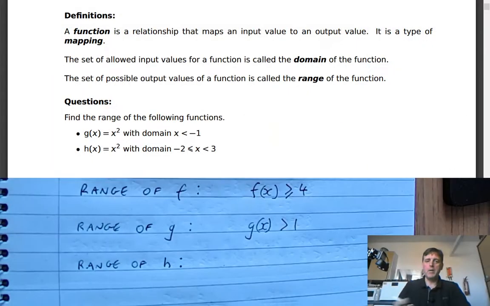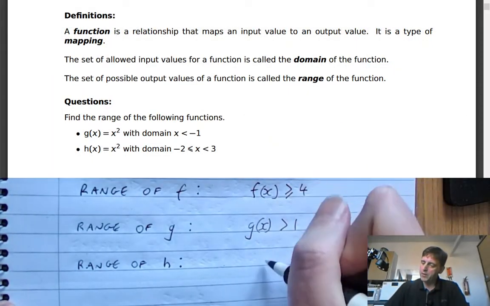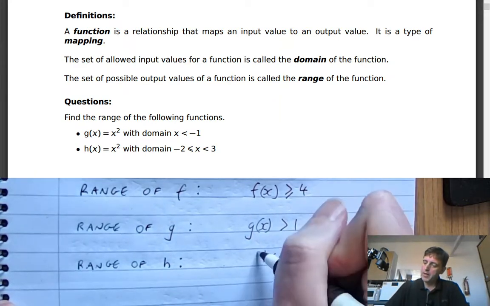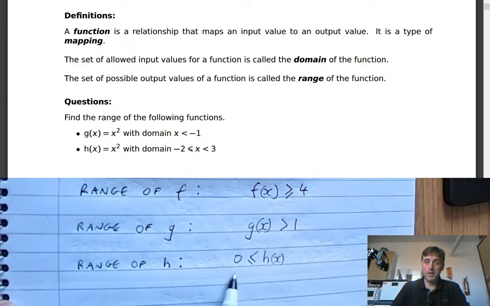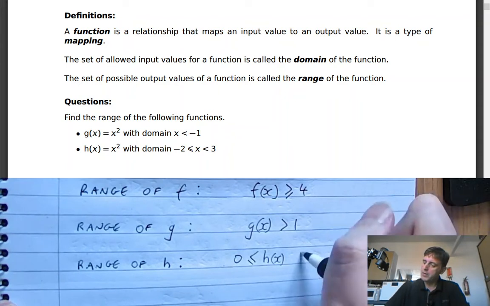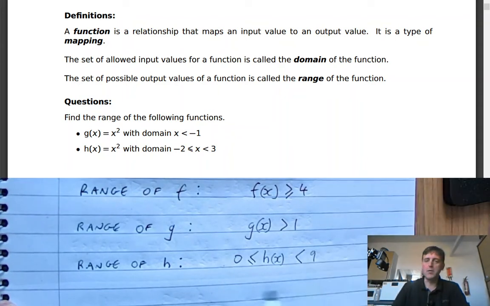So let's write down that as an answer here. The range of h, this will be the values h of x which are greater than or equal to 0, because we could get 0 coming out of this function, but which are strictly less than 9, because there's no input value which would lead to a value of 9 here. Okay, did you get all of that correct?